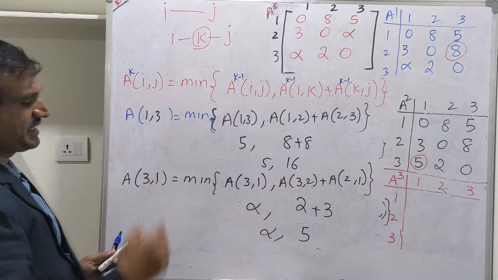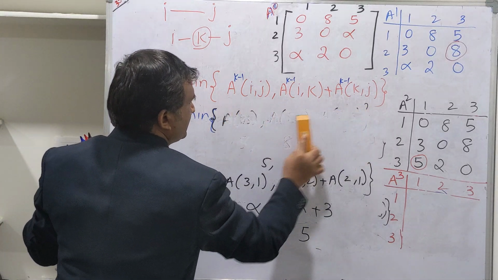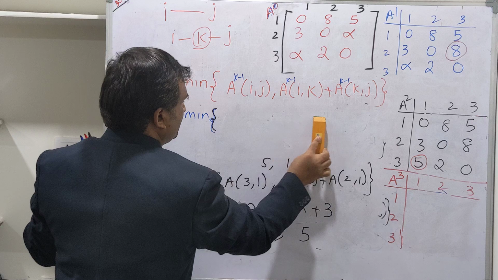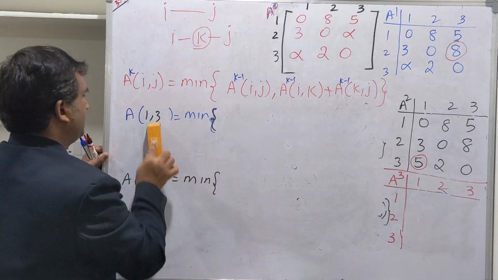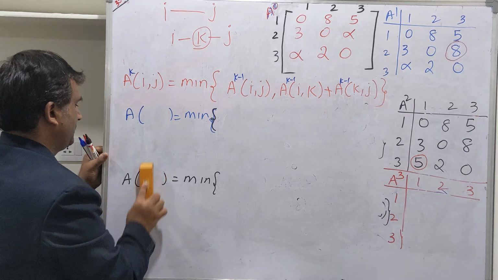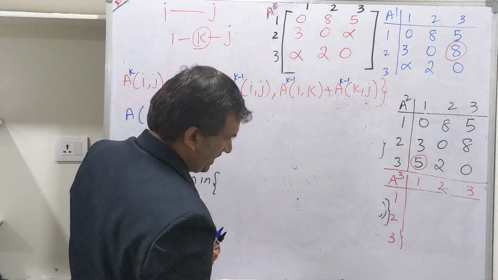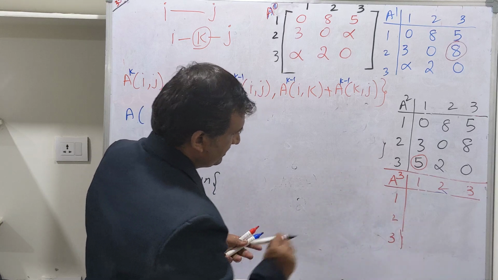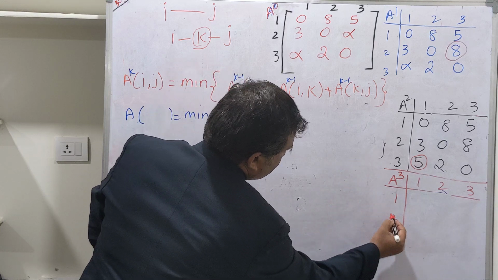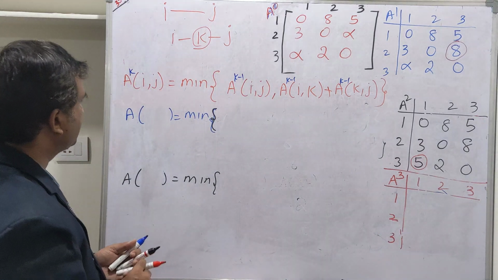Right? Now let us calculate the next level, A3. Now what we do? The last level. The last level is what? Because it is a 3 vertex matrix, we are taking 3 times. So n vertex, n times, k vertex, k times. So let us calculate the third time.